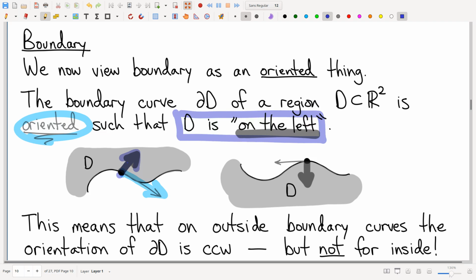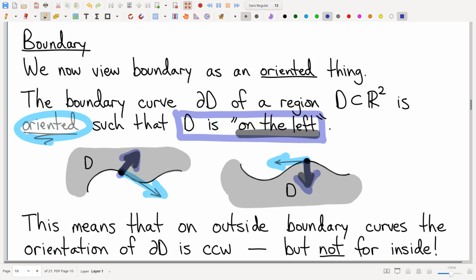So that's the rule. A lot of students like to oversimplify and say, oh, okay, so I should always walk to the right. No. It's not always to the right, because check it out. In this case, boundary being what it is, you'd have to go to your left in order to have the region on your left.